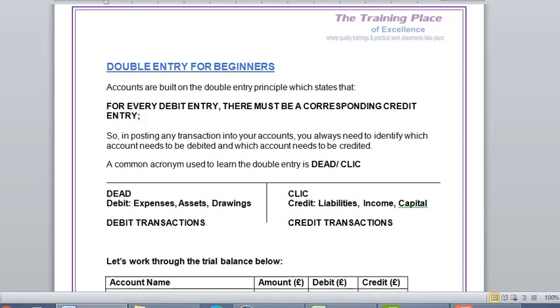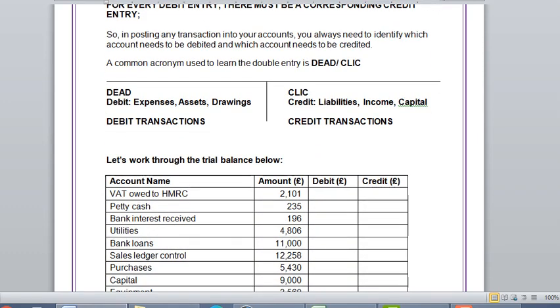And to learn the double entry, we use the DEAD CLIC acronym. And as you will see, there are also other acronyms that are used, including debit the receiver and credit the giver in some applicable cases. We stick to DEAD CLIC, which means debit expenses, assets and drawings, credit liabilities, income and capital. And this will apply when those accounts are increasing or decreasing, and by default as well.